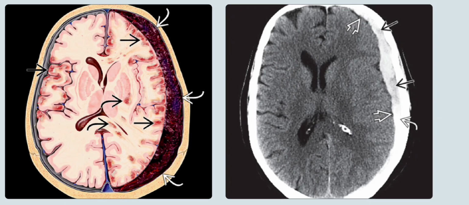So coming towards cases of acute subdural hematoma. Left is the graphic image, and it shows the acute subdural hematoma, which is compressing the left hemisphere and lateral ventricle, resulting in midline shift.